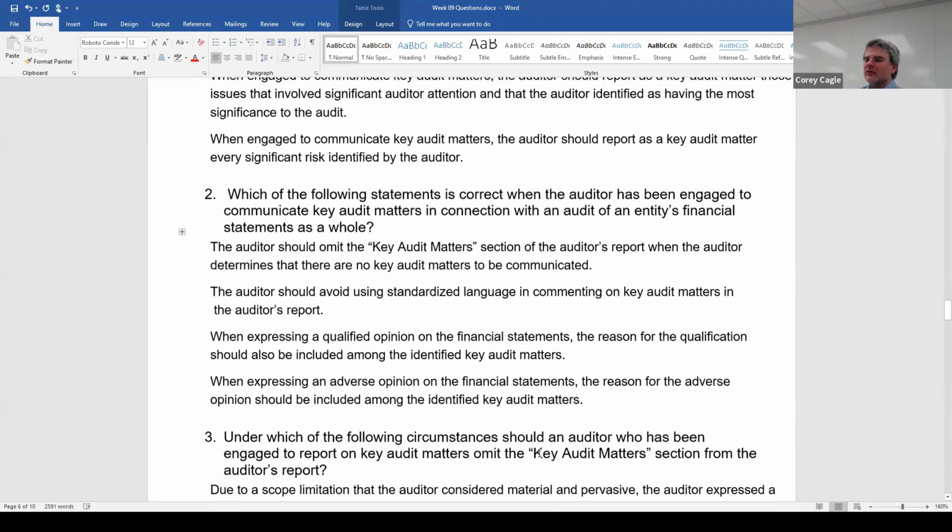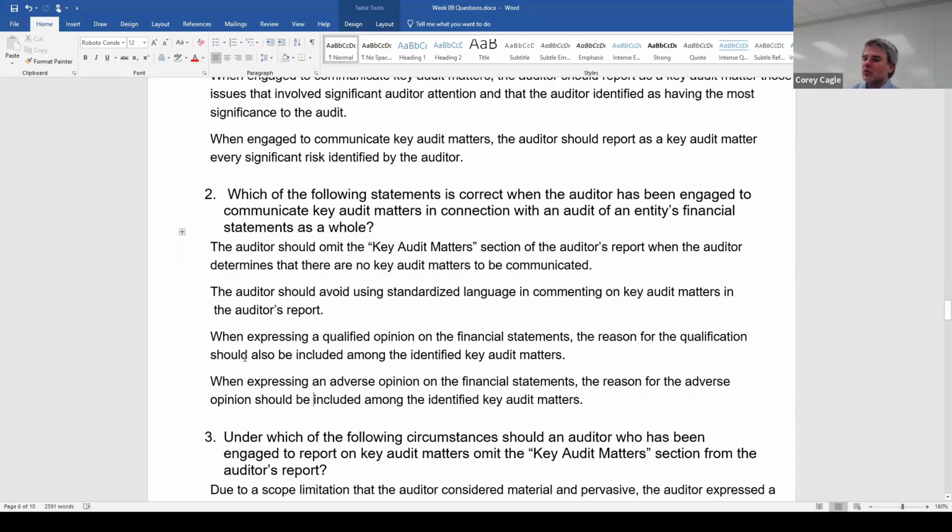Number 2 says, which of the following statements is correct when the auditor has been engaged to communicate key audit matters in connection with an audit of the entity's financial statements? So A says the auditor should omit the key audit matters section of the auditor's report when the auditor determines that there are no key audit matters to be communicated. So we just said that's not true, right? You're engaged to report it, so you report any, or report that there were none. It's a little unusual for us as auditors to do something like that. So that's worth making a special note of.